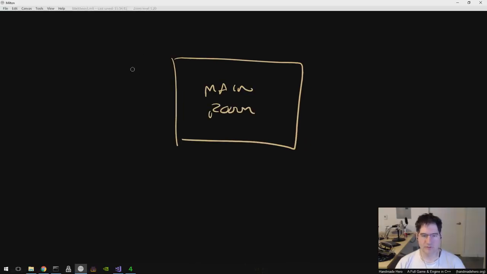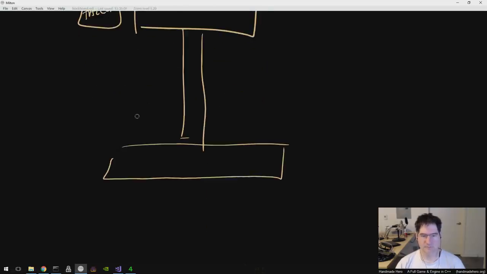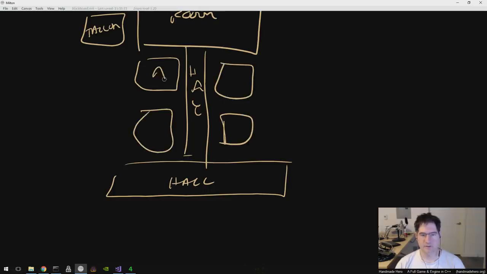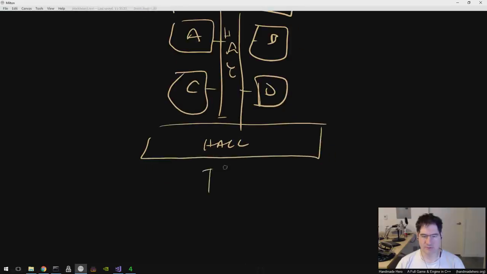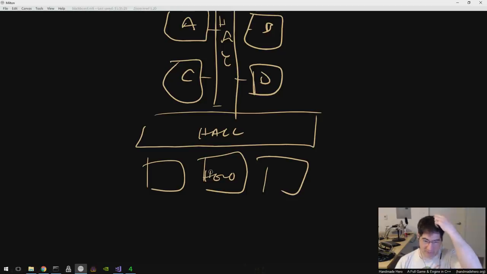So if this is the main room, let's say that we've got the kitchen and the tailor here. Let's say that the hallway runs like this. Right, so we've got the A, B, C, D bedrooms here. And then let's say that the Hero bedroom is right here. And I kind of want this because I want these other bedrooms here to be available.